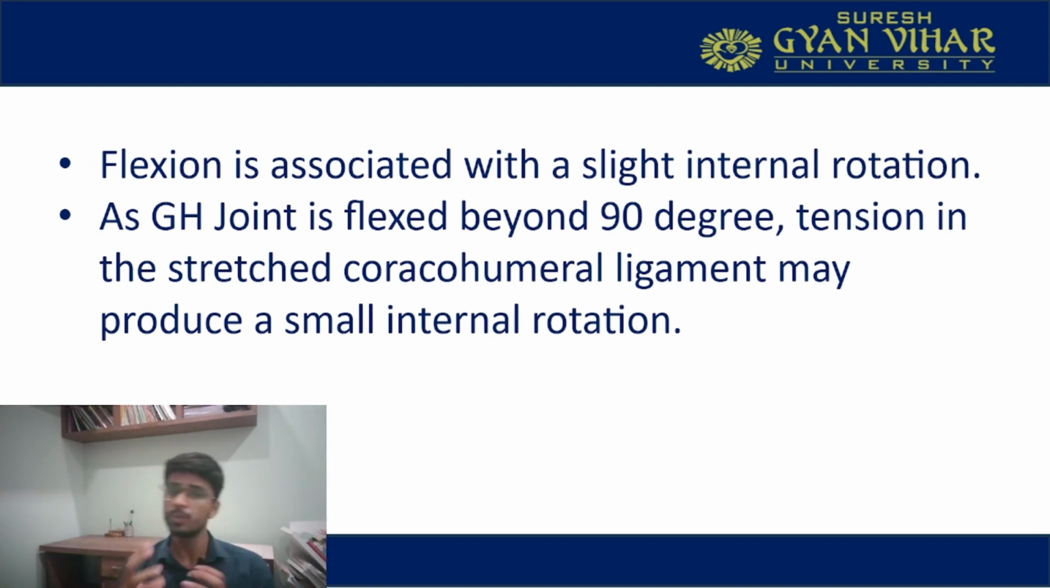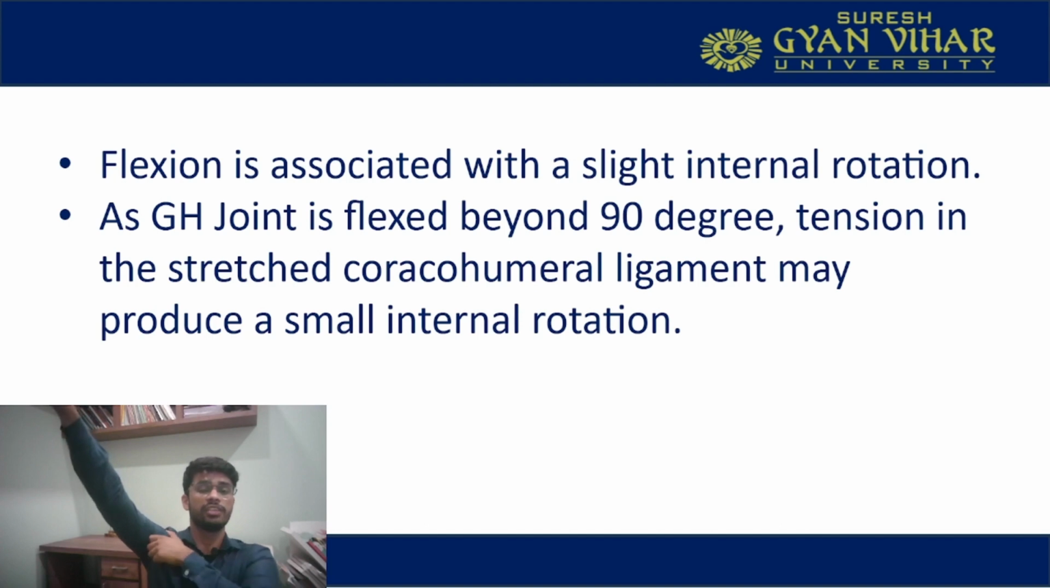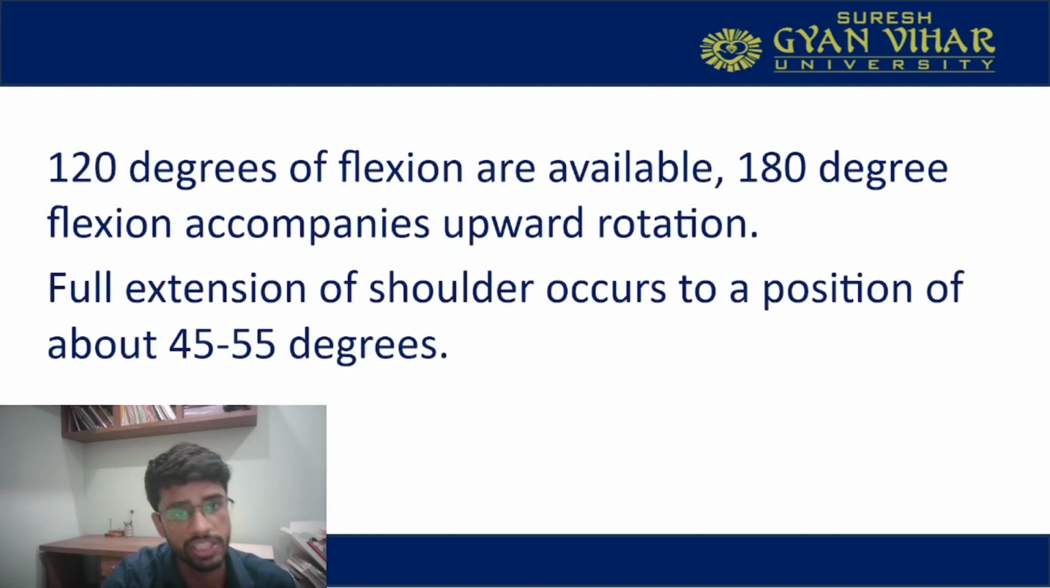As the glenohumeral joint is flexed beyond 90 degrees, tension in the stretched coracohumeral ligament may produce a small amount of internal rotation. Why is this internal rotation there? Because whenever you are flexing, your coracohumeral ligament, which comes from the coracoid process and attaches to the humerus, is under tension. Because of that tension, your arm gets into internal rotation. So remember, whenever there is flexion and extension, there is some amount of rotation also which happens.